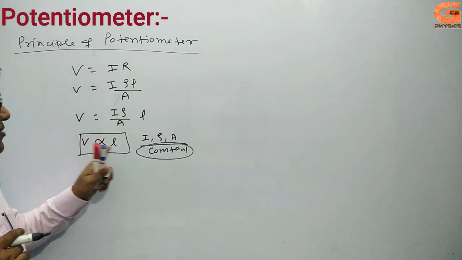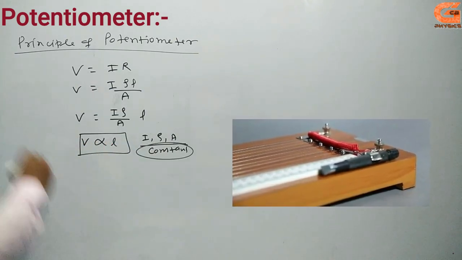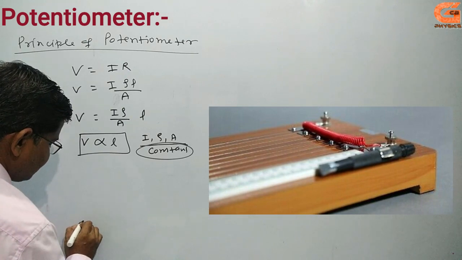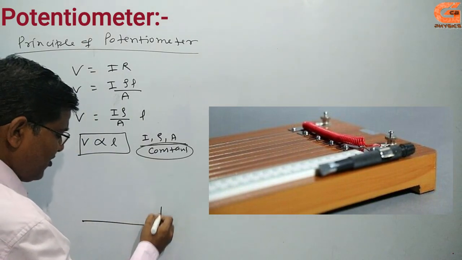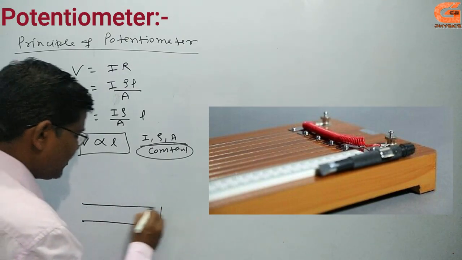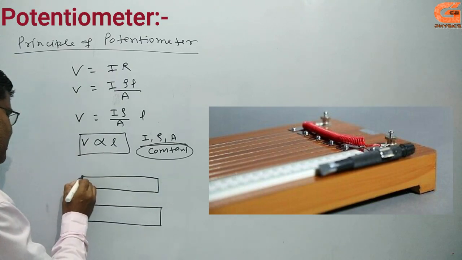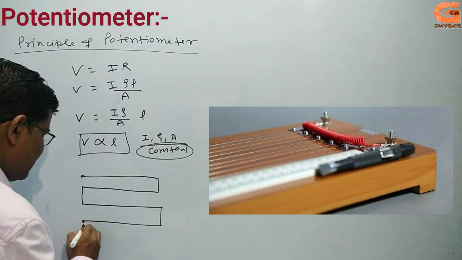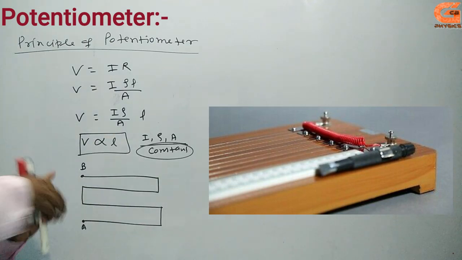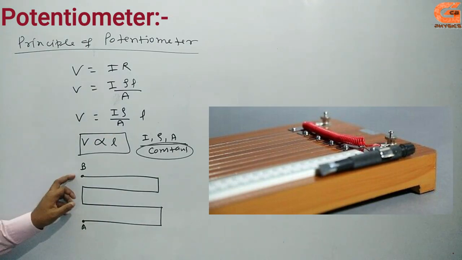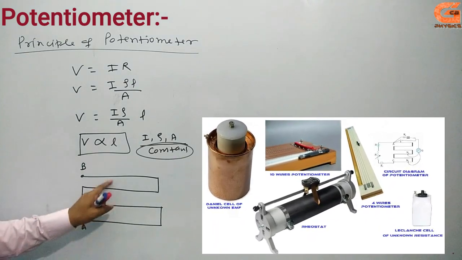It means the potential difference across a wire is directly proportional to its length, and it has 10 wires or 4 wires. Generally I draw here a 4-wire potentiometer. Okay, this is the 4-wire potentiometer. This point is known as A, this point is known as B, and in between there are 4 wires, 1, 2, 3 and 4.